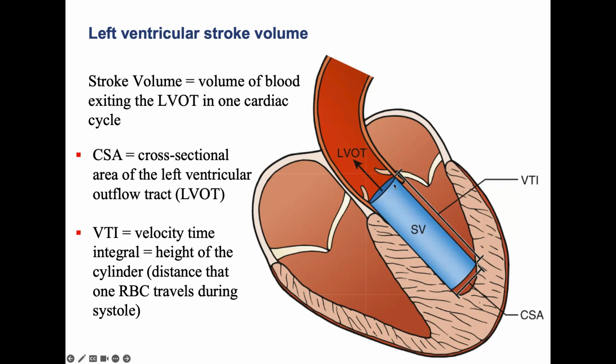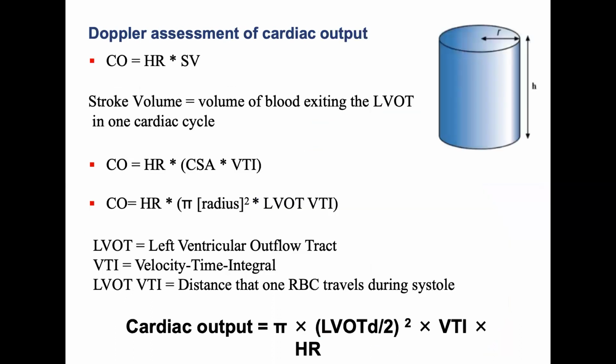And so if you remember, the volume of a cylinder is going to be the area of the circle. So that's going to be the cross-sectional area of the LVOT. And then the height of the cylinder. And the height of the cylinder is going to be our velocity time integral. And I kind of think of this as relating to the distance that one red blood cell will travel during systole. And that'll be your VTI. And so we're going to now talk about how to calculate both the cross-sectional area and the VTI.